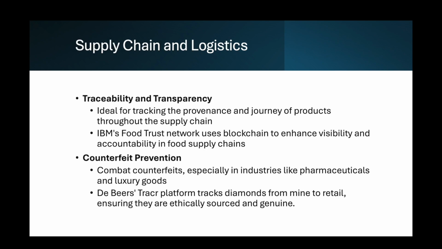Supply chain and logistics. Traceability and transparency. Blockchain provides an immutable ledger, making it ideal for tracking the provenance and journey of products throughout the supply chain. IBM's Food Trust Network uses blockchain to enhance visibility and accountability in food supply chains, allowing participants to trace the origin and safety of food products. Counterfeit prevention. By ensuring the authenticity of products, blockchain helps combat counterfeits, especially in industries like pharmaceuticals and luxury goods. For instance, De Beers' Tracr platform tracks diamonds from mine to retail, ensuring they are ethically sourced and genuine.